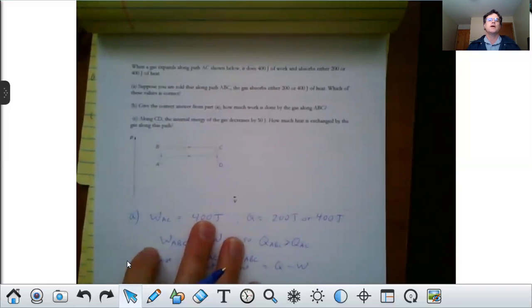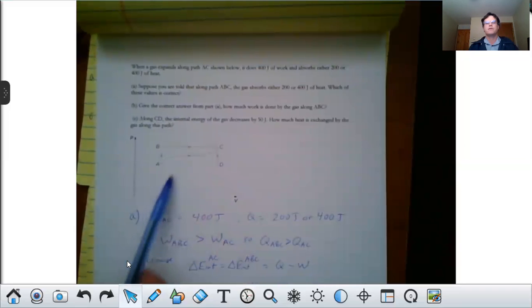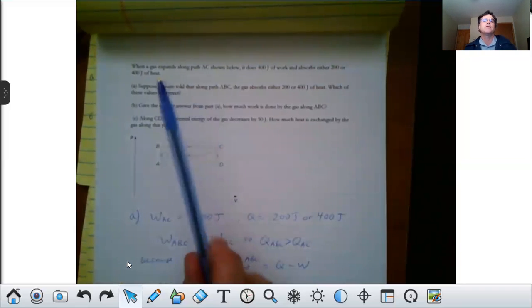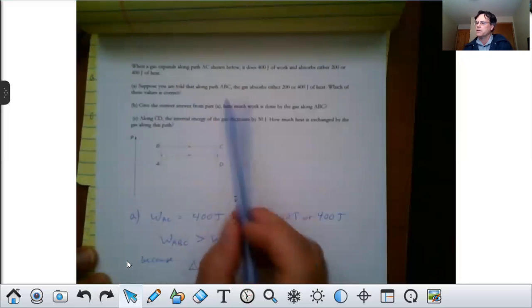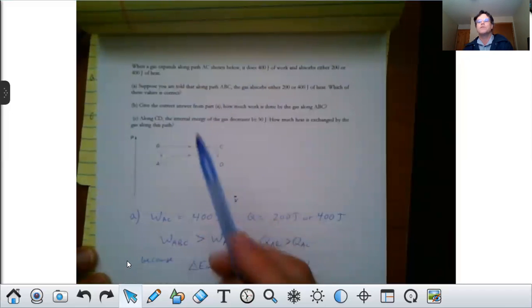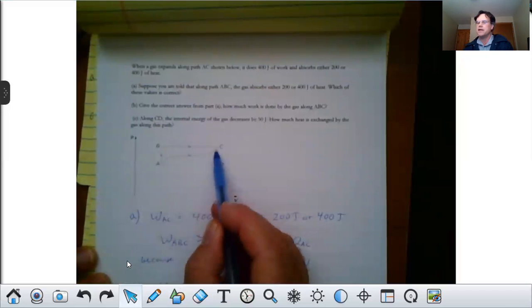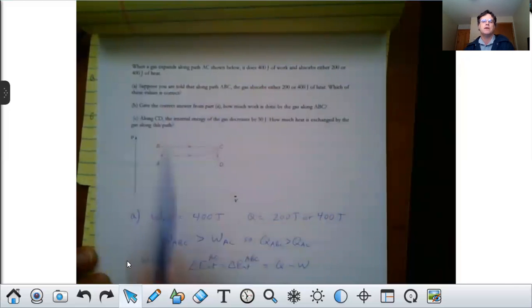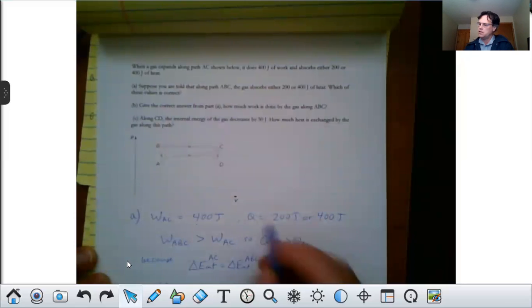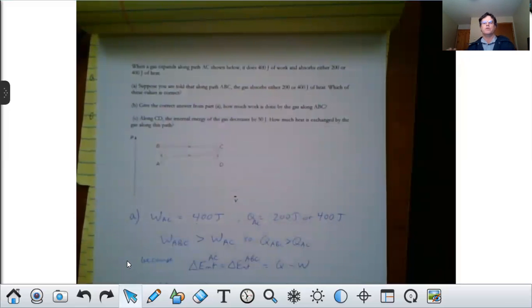So this example problem is going to use the first law for a certain PV diagram. And the question is, first of all, when a gas expands along the path AC, shown below, it does 400 joules of work, right? So the work along this path is 400 joules, and it absorbs either 200 or 400 joules of heat. We don't know yet what that amount is. So our work AC is 400. QAC is either 200 or 400. It's one of those two, but we don't know what it is.